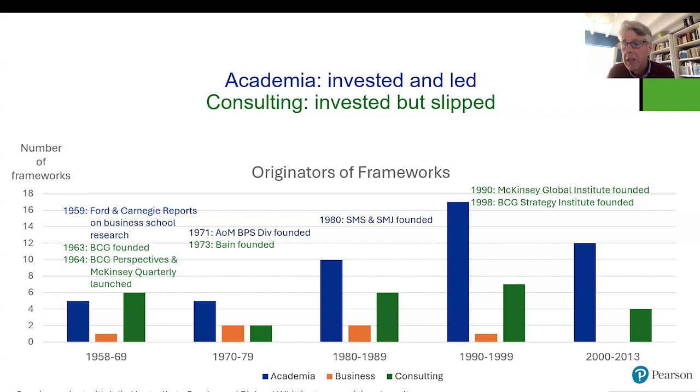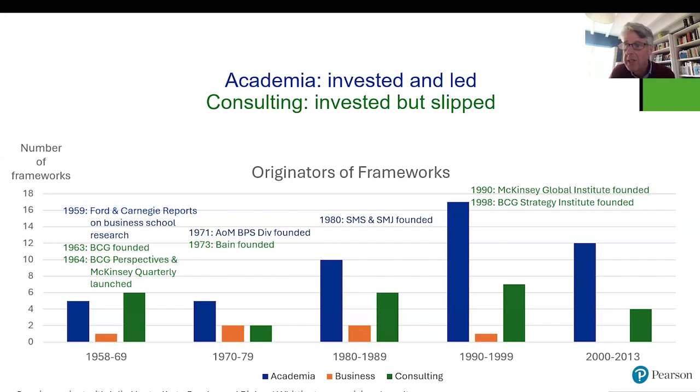So the Ford and Carnegie reports are two famous reports on business schools dating from the 1950s, and they recommended huge investments by academics in research. They said business schools weren't doing enough research. In the 1960s, BCG was founded, one of the more analytical, research-oriented strategy consulting firms, and both BCG and McKinsey launched their publications for the first time, Perspectives and McKinsey Quarterly, which are still available and being published. At the same time, academics were founding their own division, the Business Policy and Strategy Division at the Academy of Management in the 1970s. And as I touched on, in the 1980s, SMS and SMJ were founded by Dan Schendel.